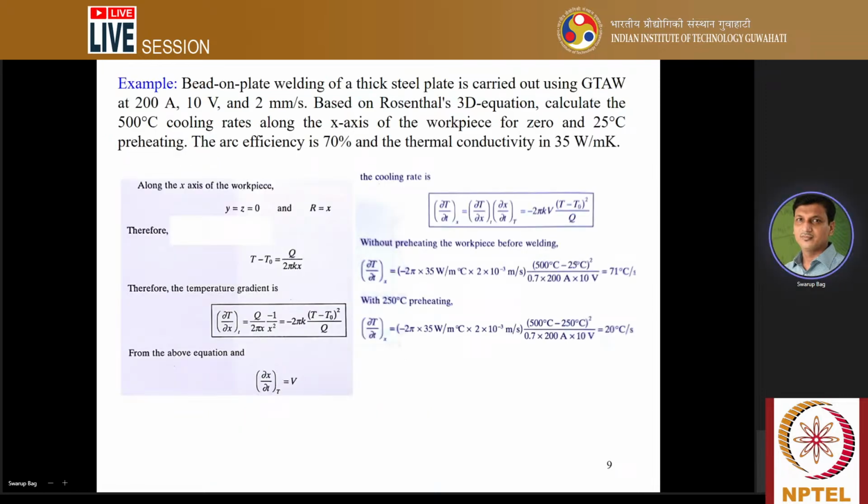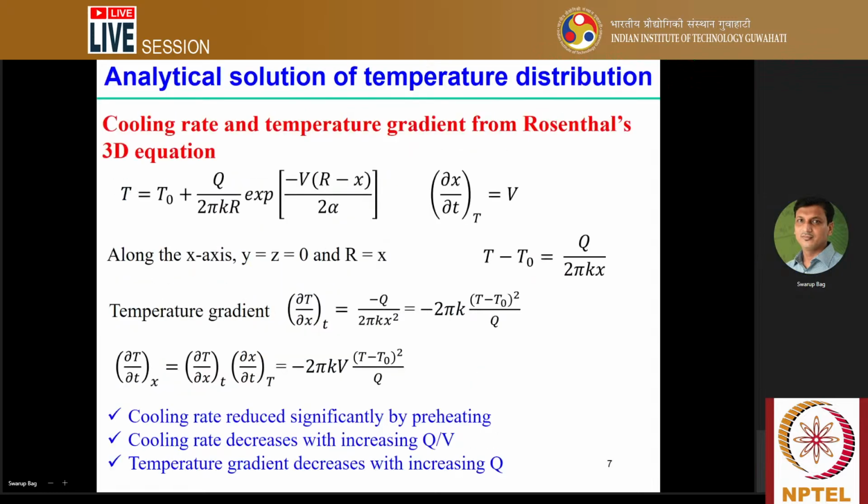And from the application, we can see that ∂x/∂t equals v, the velocity. Now the cooling rate ∂T/∂t, at one particular fixed space, is equivalent to ∂T/∂x into ∂x/∂t. And we can see that this is equivalent to 2πkv(T−T0)²/Q. We have already seen that part here. The cooling rate we can calculate as 2πkv(T−T0)²/Q.